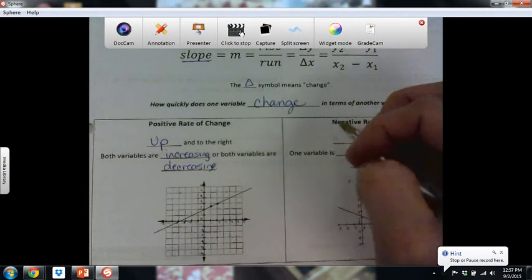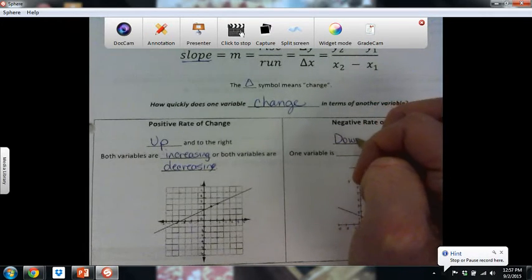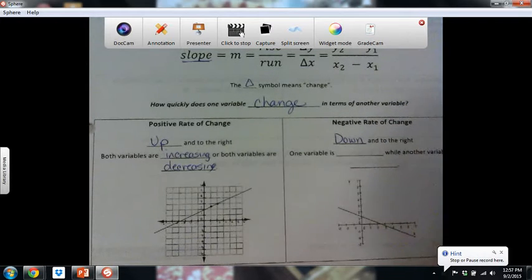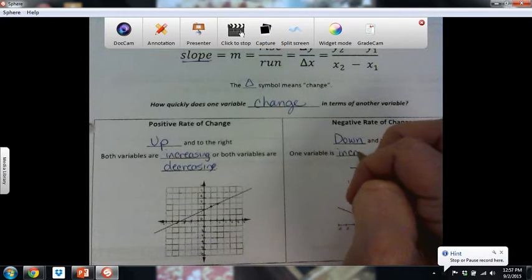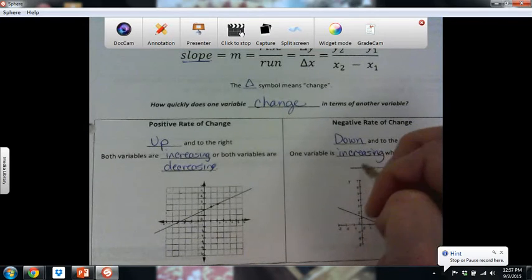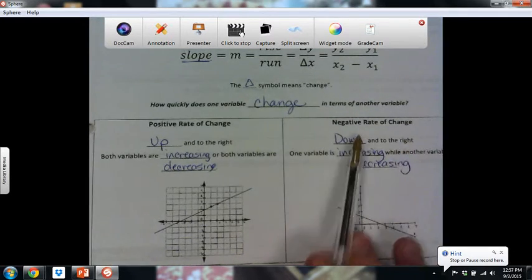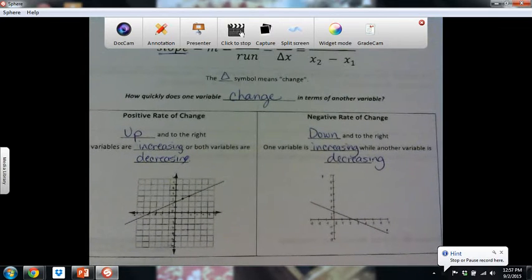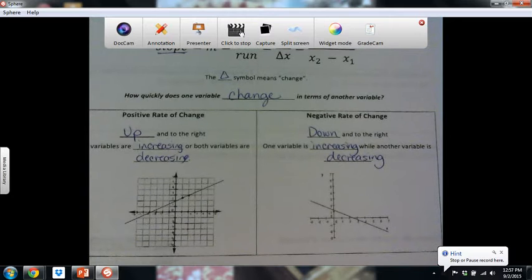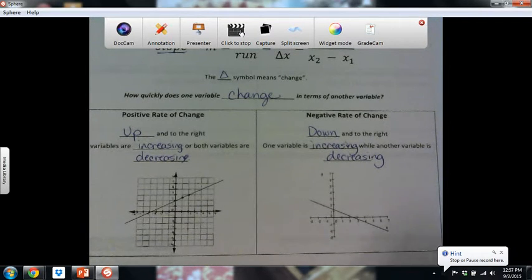Negative rate of change is the opposite here. It's going down and to the right, and one variable is increasing while the other is decreasing. So for example, a good example of negative rate of change is that my bank account goes down as the amount I'm spending goes up, right? That makes sense. So that would be a negative rate of change. Let's flip over to the back.